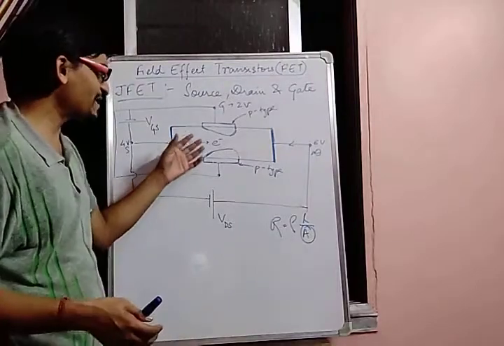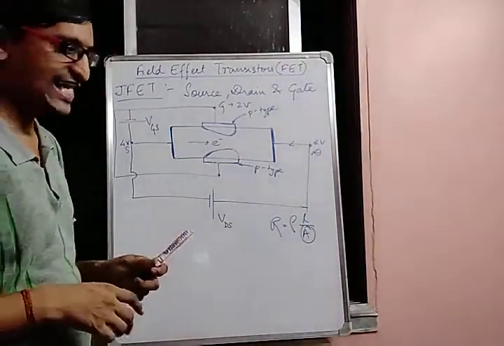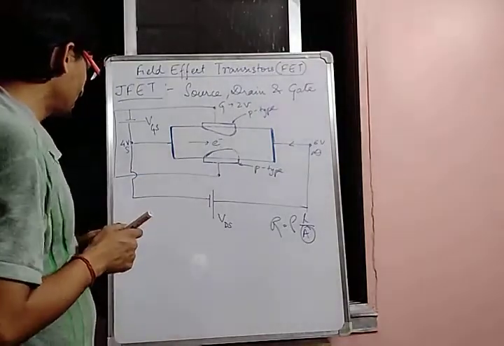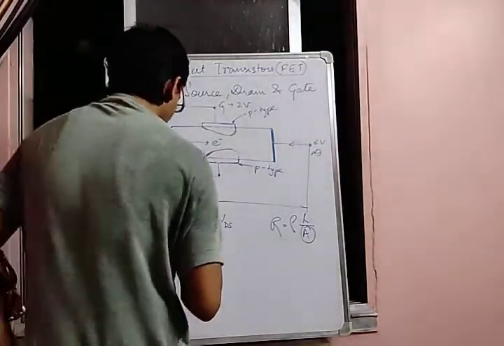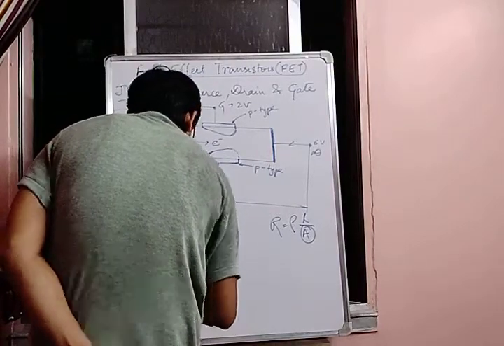So this is basically the principle on which your JFET works. As far as symbol is concerned, for N-channel type JFET and for P-channel type JFET, the symbols are somewhat like this.